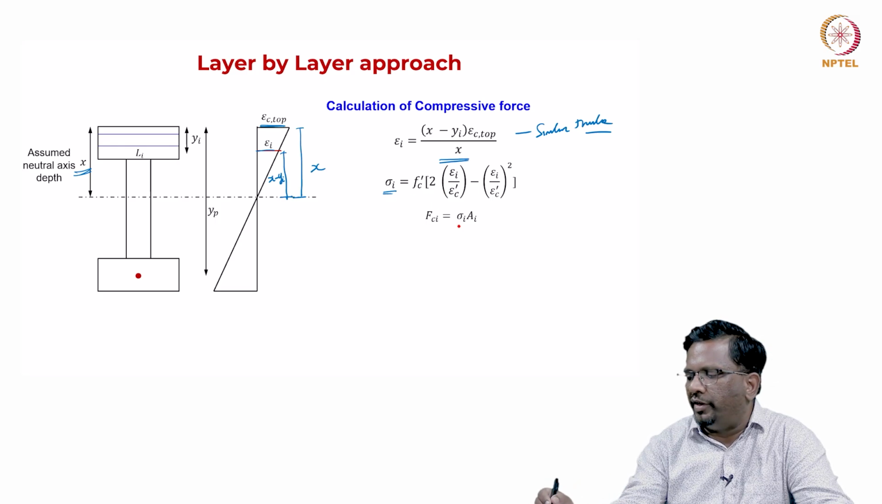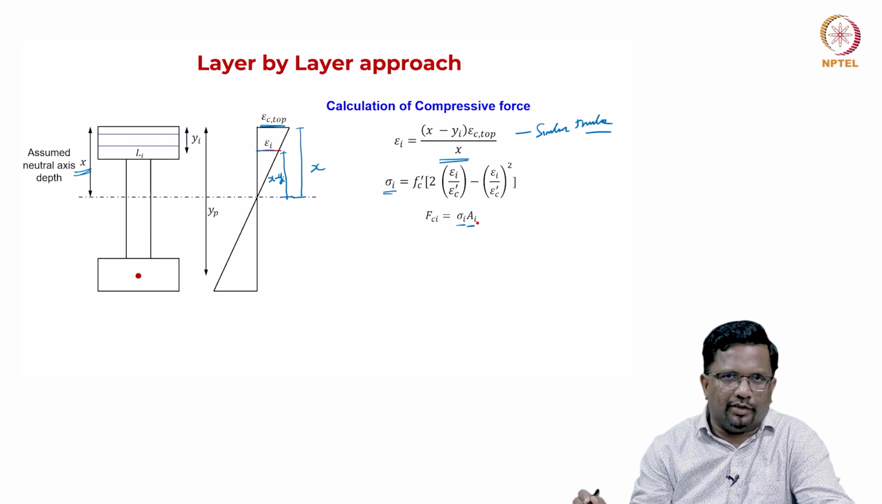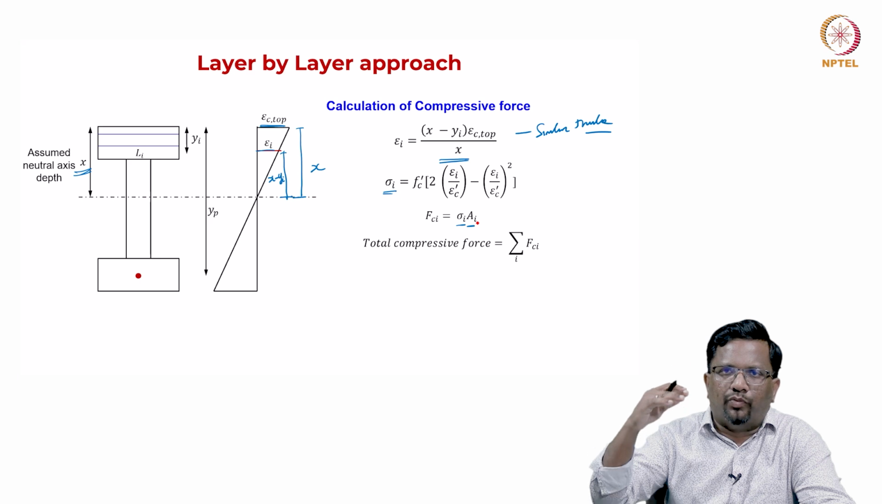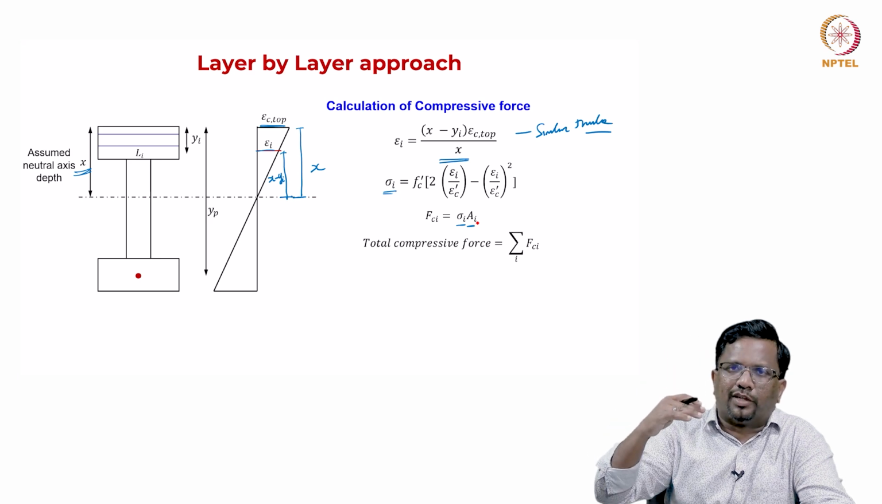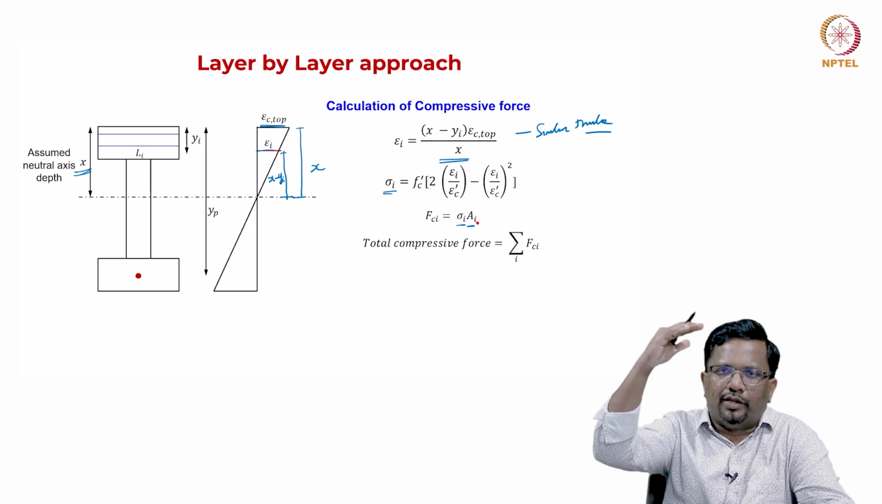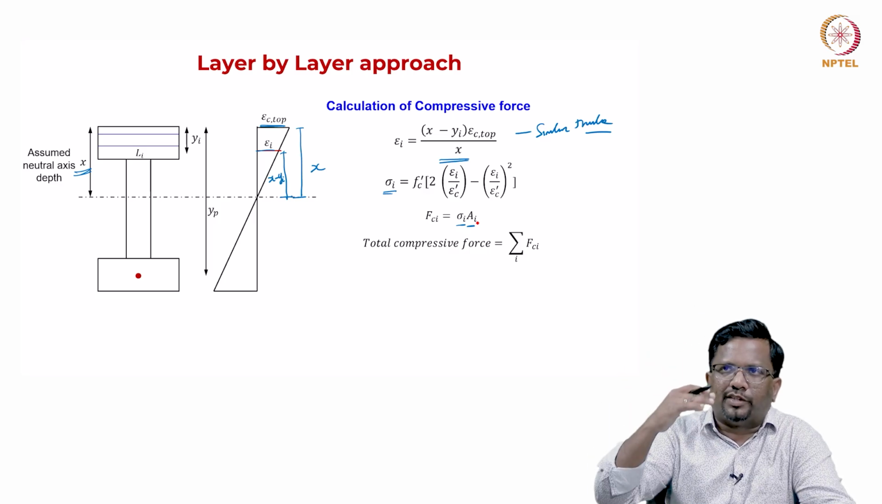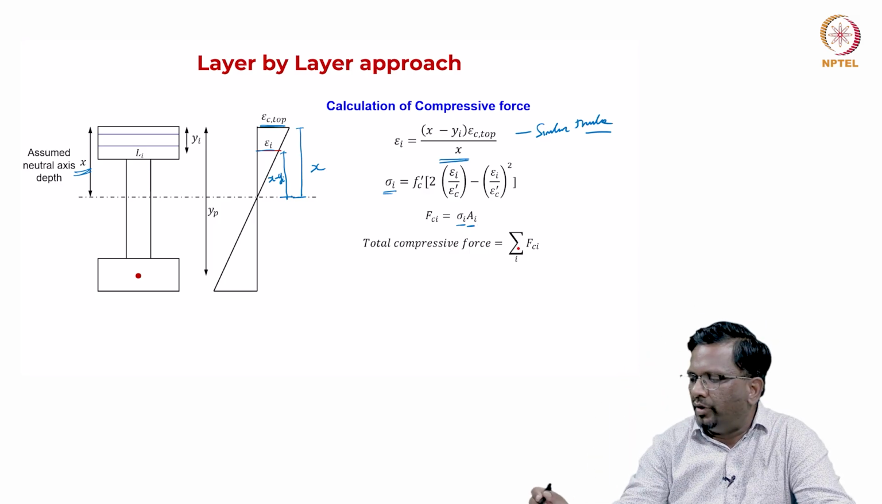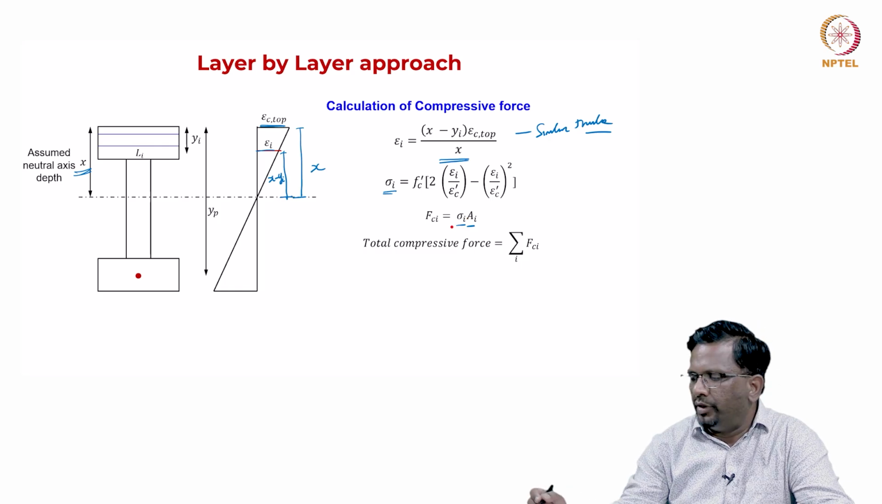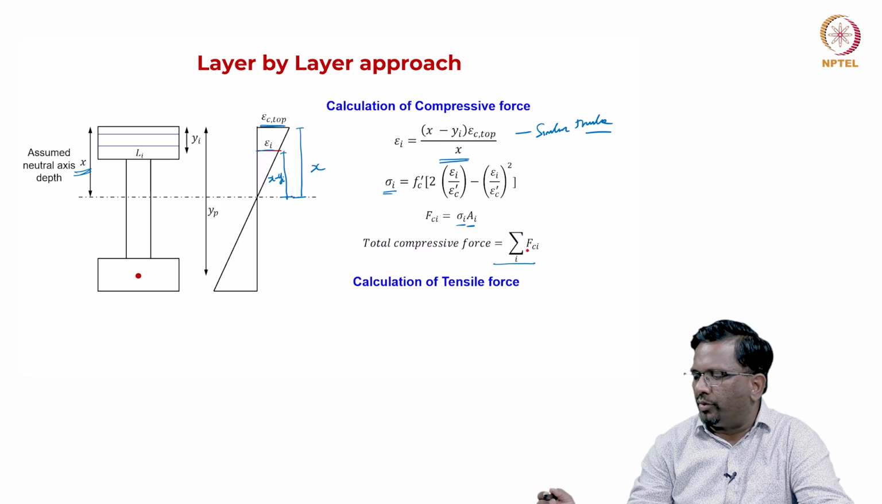Then force in each layer is stress multiplied by the area of the layer, because I know the thickness of the layer, how finely I have discretized the section. The thickness is under my control, whether I divide them into 100 sections or 10 sections, so I know the thickness. So, I can get my area and I can multiply by the stress to get my forces. So, you add all of them to get your total compressive force.